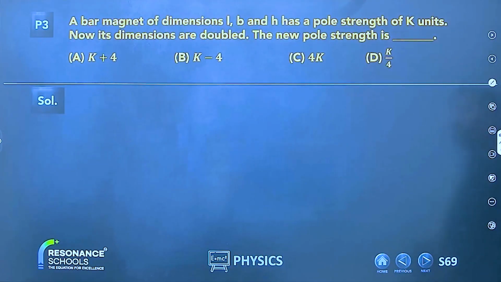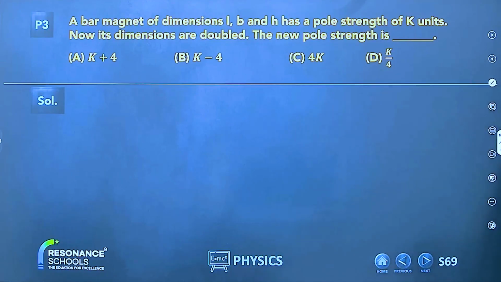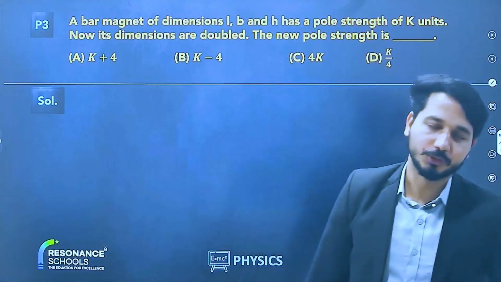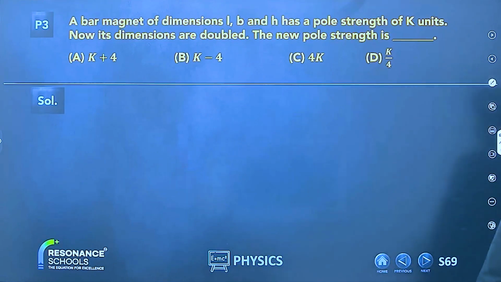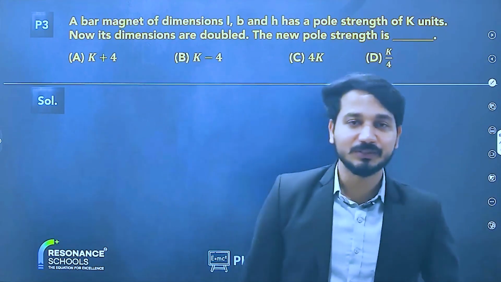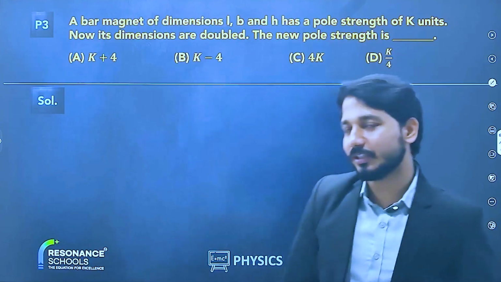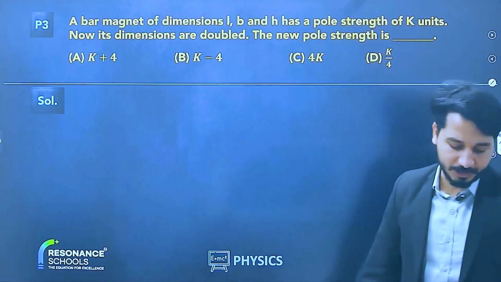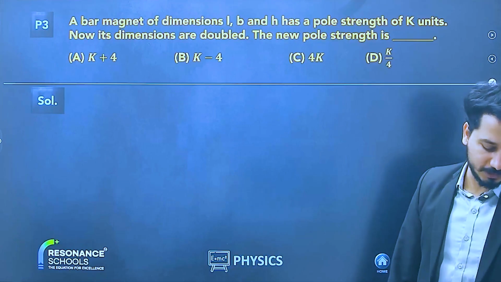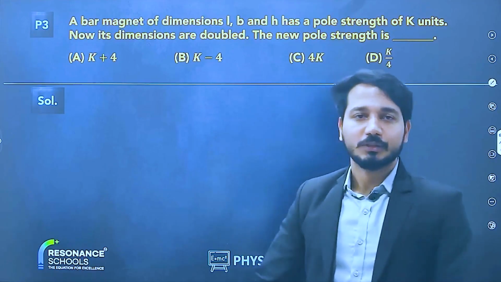Question number 3. It is a bit not in the syllabus, I guess, but no issues, we'll go. A bar magnet of dimension L, B and H has a pole strength of K units. Now its dimensions are doubled. What is the new pole strength? Just correlating in general terms with the previous one. Option C. Many of you are saying option C at a time. Very good. It means you all understood this concept.